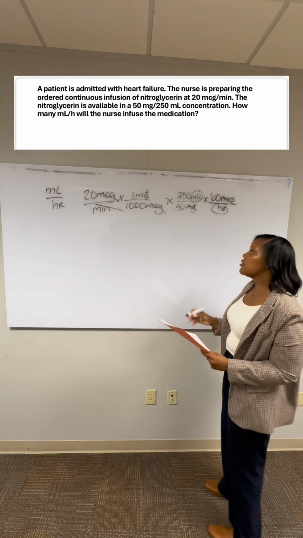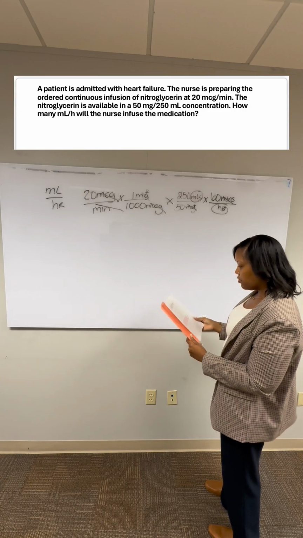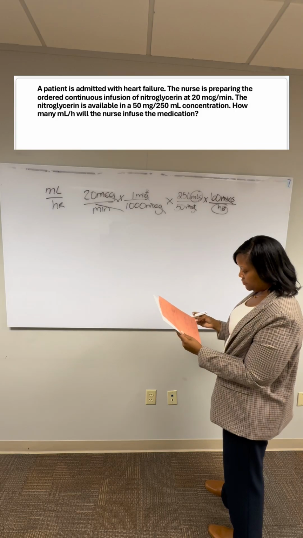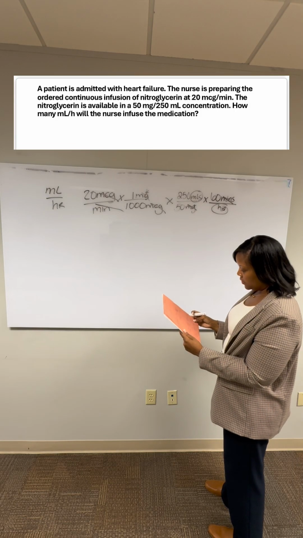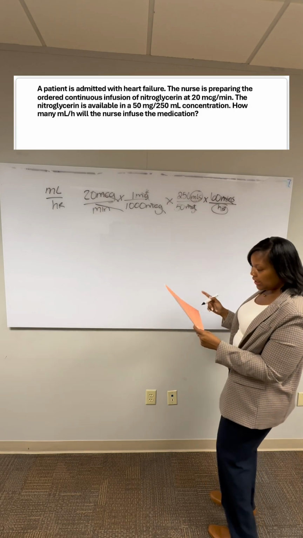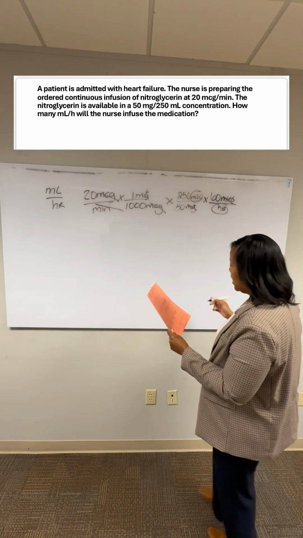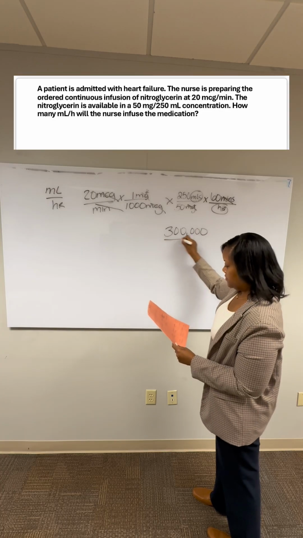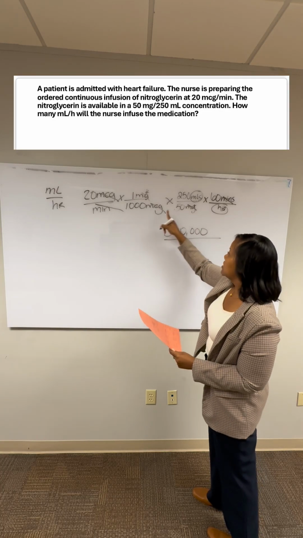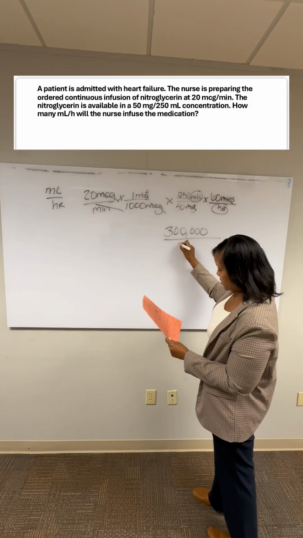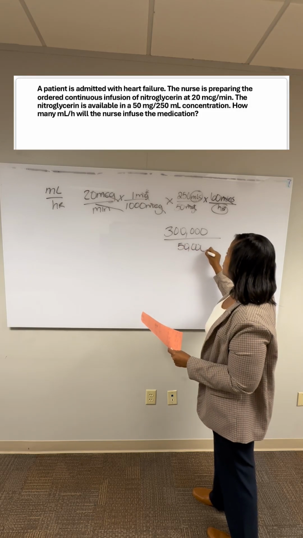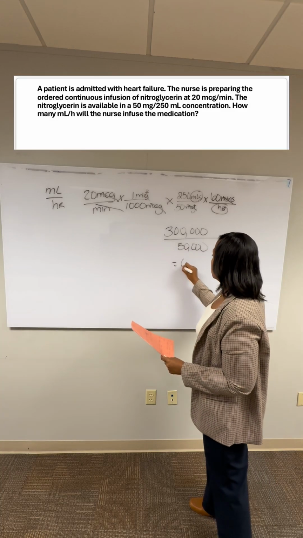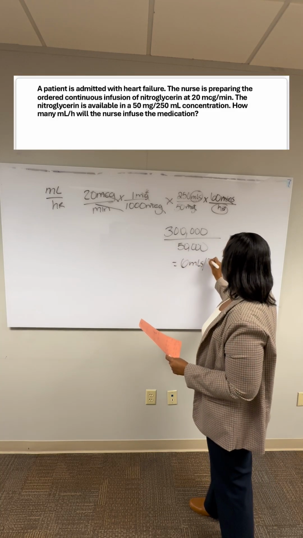So what are we going to do? We're going to multiply straight across. All right, so we're going to do 20 times 250 times 60, and that's going to give us 300,000. And then we're going to do 1,000 times 50, which would give us 50,000. So we're going to do 300,000 divided by 50,000, and we should get 6 mLs per hour.